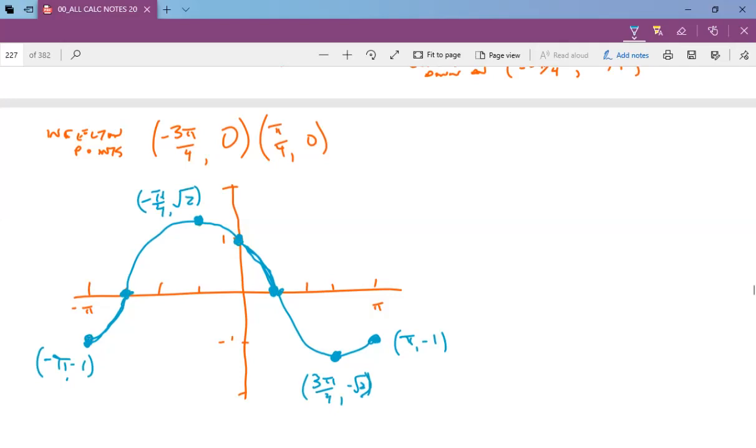All right, so that's what this looks like with curve sketching on top of all this trigonometry work that we've done.